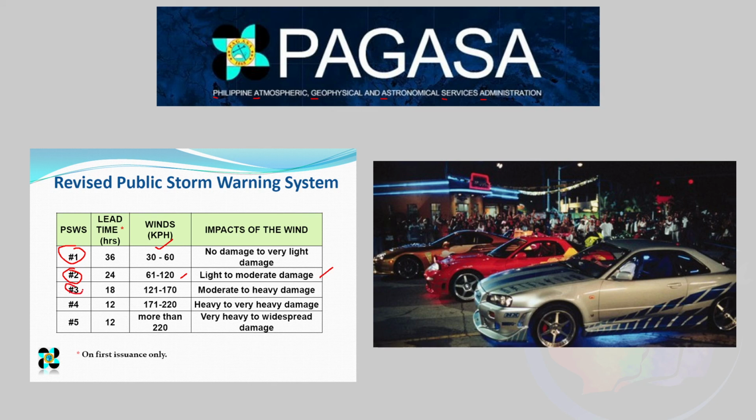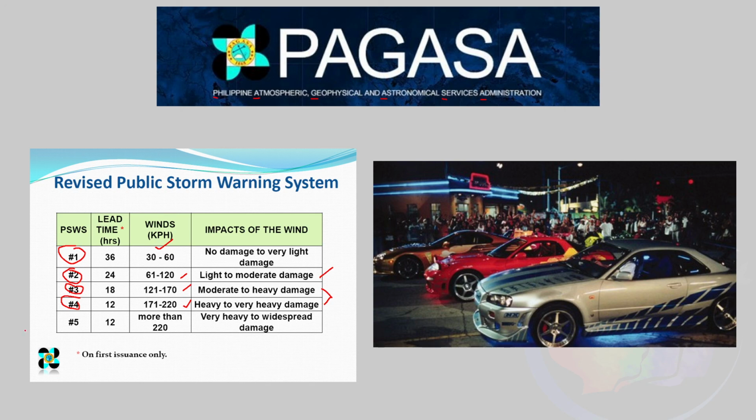And signal number 3, it can go from 121 to 170, and signal number 4 can go 171 to 220. So the damages can be heavy to very heavy, no? Moderate to heavy, heavy to very heavy damage. So, for example, lightweight lang yung mga bahay, such as made from wood, most likely they will be damaged. I'm also confident that even houses made from cement, their roofs will be torn off, most likely. It will be blown away by this very strong wind. Sasama na talaga yan, most likely.